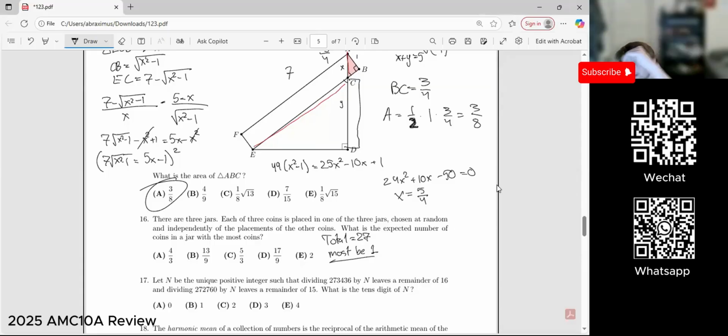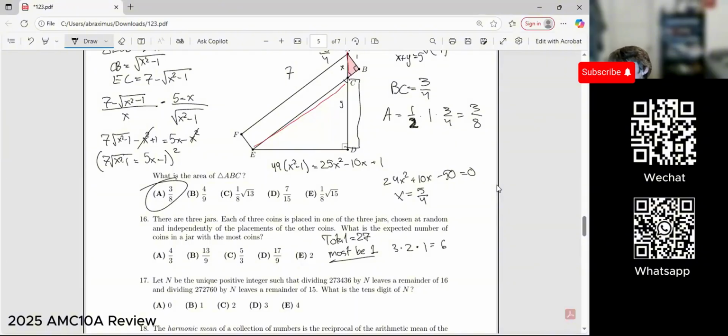There's going to be 6 ways of doing that. If we can tell the difference between all of the coins and all of the jars, then we have to put each of the coins in a different jar. So there's 3 choices for the first coin, there's 2 choices for the second coin, and there's 1 choice for the last coin. So this is equal to 6.